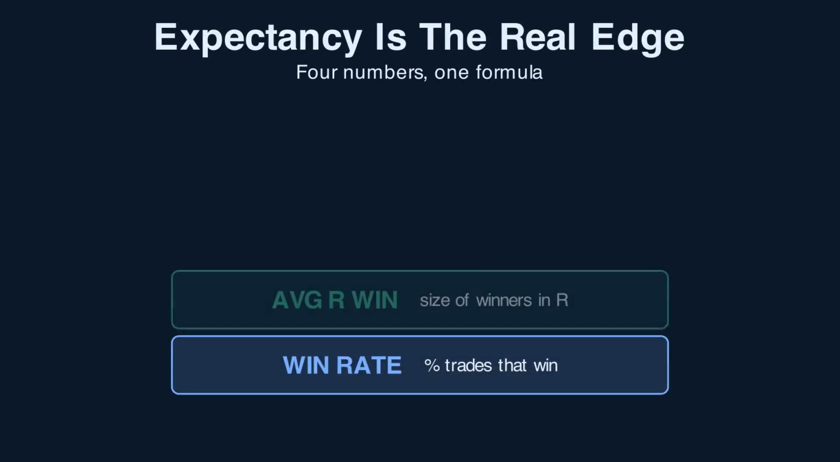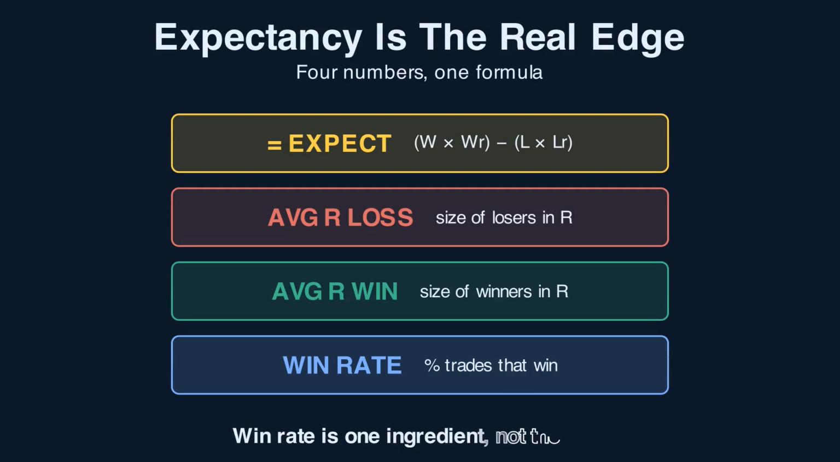Here's the formula. Expectancy equals the win rate times the average winning R multiple, minus the loss rate times the average losing R multiple. Anything positive means the strategy makes money over time. Anything negative loses. Win rate is just one of the 4 numbers. A high win rate with small winners can still be negative expectancy if the losers are even slightly larger. A low win rate with massive winners can be hugely positive expectancy even if you lose 7 out of 10 trades. The math weighs all 4 inputs equally. Chasing one of them in isolation is chasing the wrong metric.